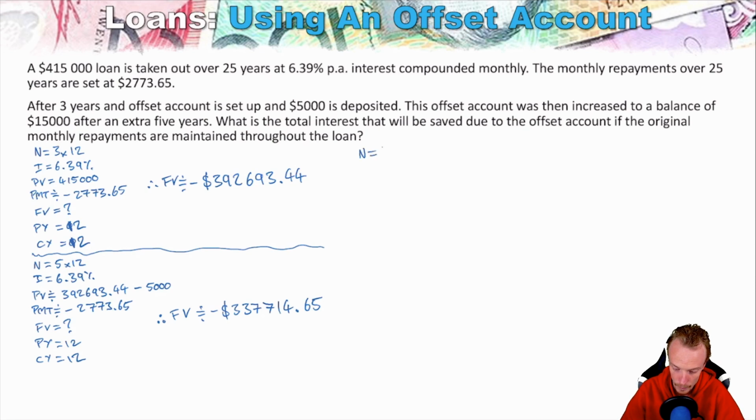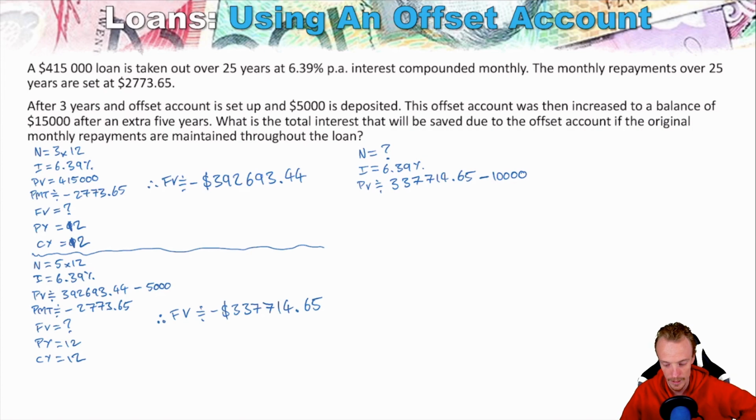So this is N, we're now after how long this is going to take. The interest rate is 6.39%. The present value is now approximately $337,714.65. Now we've got to reduce it by another $10,000, and this is really important to understand. We're not reducing it by $15,000. The offset changes from $5,000 to $15,000, so we're only reducing it by another $10,000. The PMT we're maintaining, so that's approximately negative $2,773.65. The future value, we're trying to get to zero. The PY and CY are both 12 here.